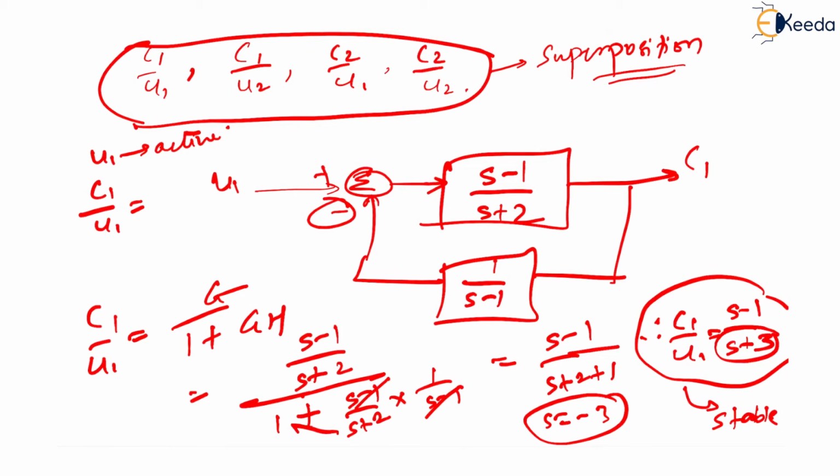Yes. Now, let us try to find C2 upon U1. What do I get then? Let us see. U1 is active. See here, when I say that, I am supposed to find C2 by U1. This means that U2 is deactivated and only U1 is active, right?